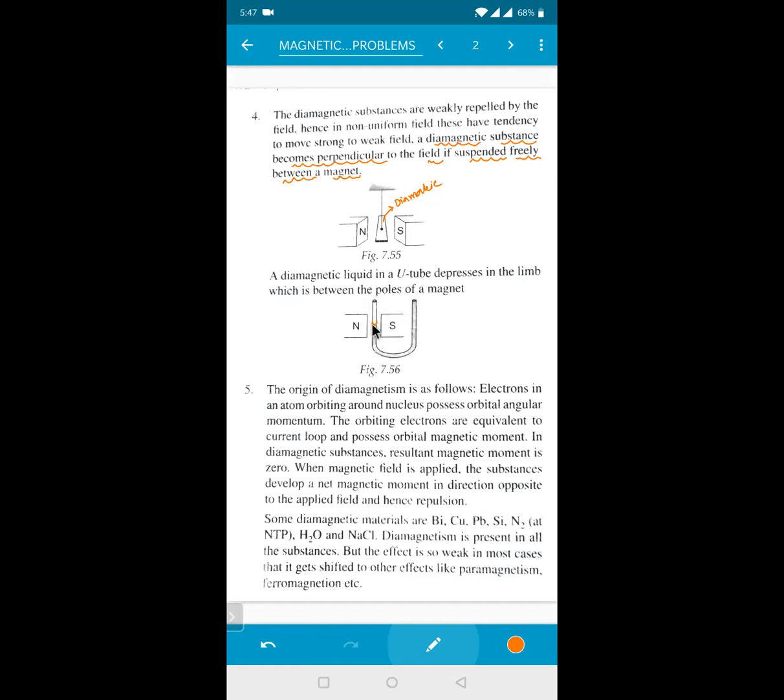So because of that repulsion, there will be a depression seen here. Because of this depression, the other side of the liquid, or the other side of the diamagnetic metal, will be raised. So whenever a diamagnetic liquid in a U-tube is depressed in the limb which is present between the poles, it gets depressed because it gets repelled.